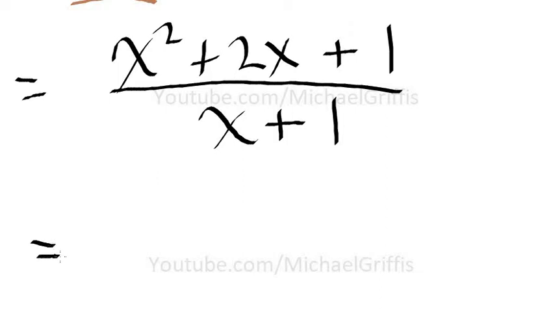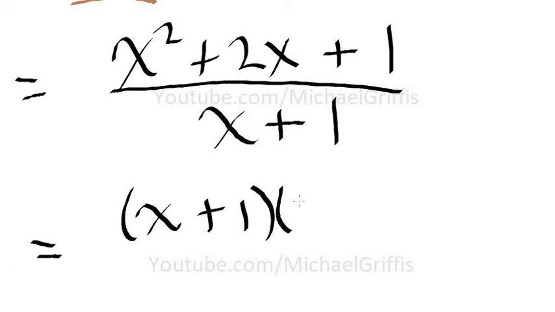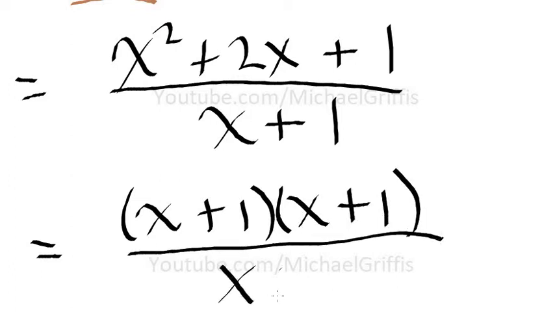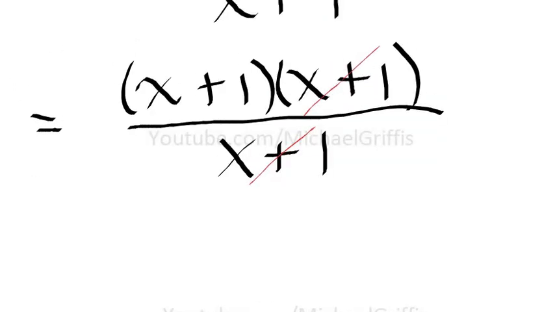Now let's take a look. So once we do this, then we want to look at, can we factor this thing, cancel terms out? So that's what we're going to look at. We can factor that numerator to x plus 1 times x plus 1 over x plus 1. So obviously, we got an x plus 1 in the numerator, 1 in the denominator, so that cancels out. And it looks like we're left with an x plus 1. Okay.